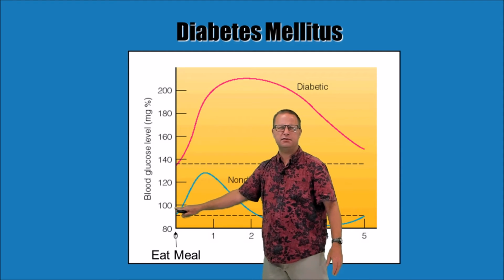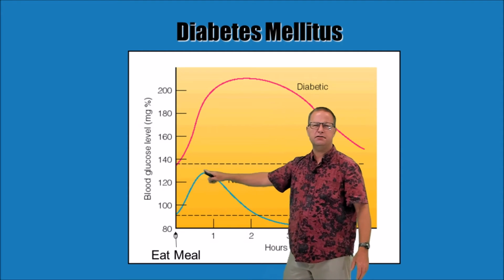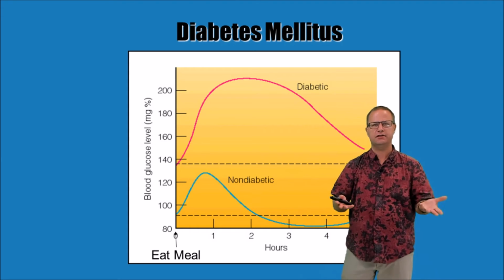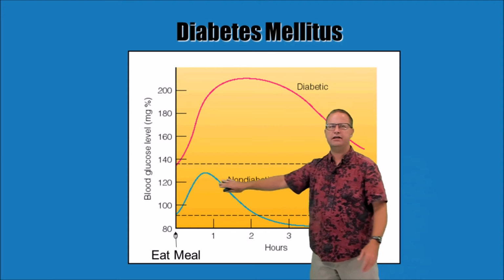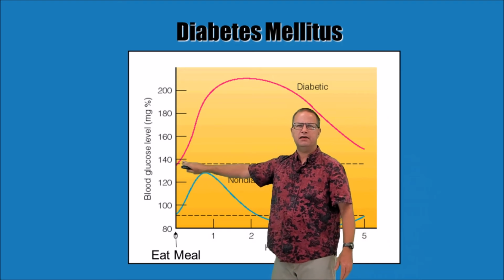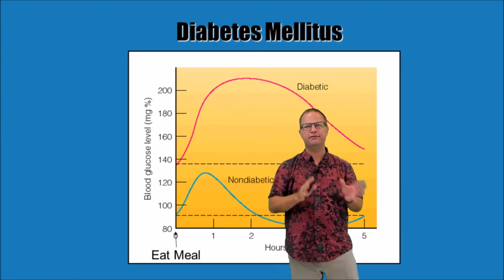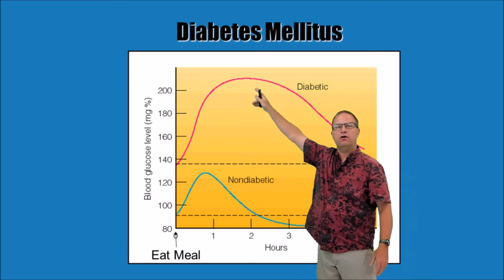So this person eats a meal, normally they're at 90, but it goes up, but over the next couple hours it goes back down. Why is that? Well, insulin helped bring it down. But let's look at a diabetic. Diabetic eats the same meal, and their blood glucose levels go way up, 200, 300, sometimes even 400, and they stay up for a long period of time.